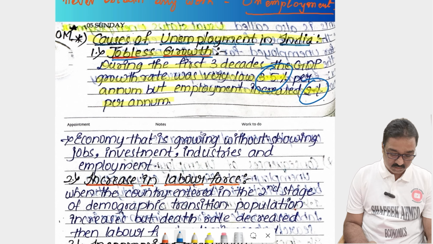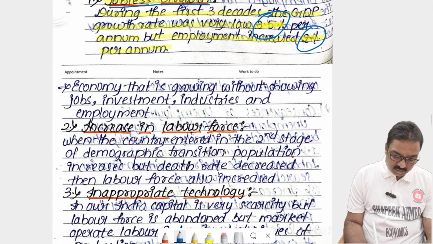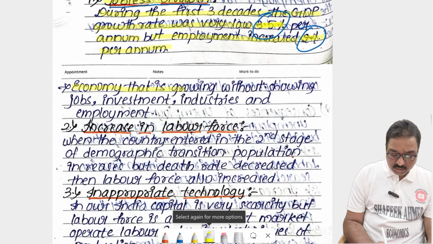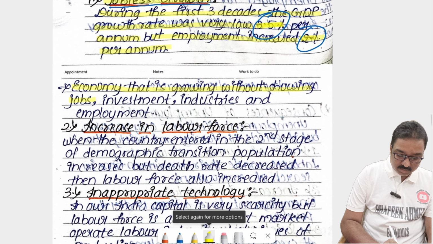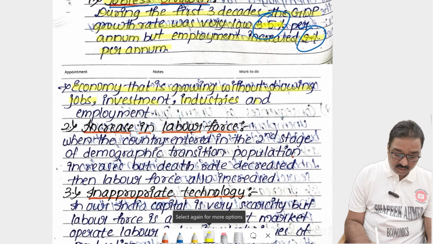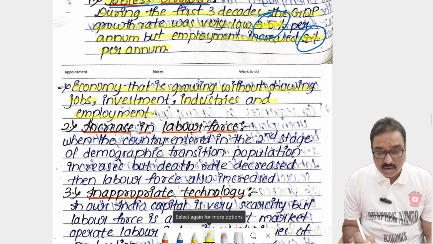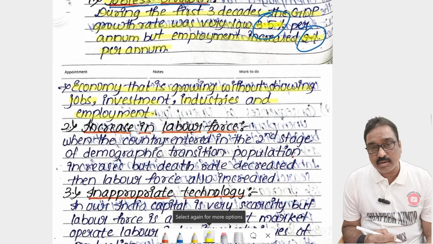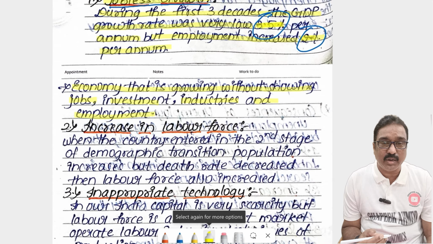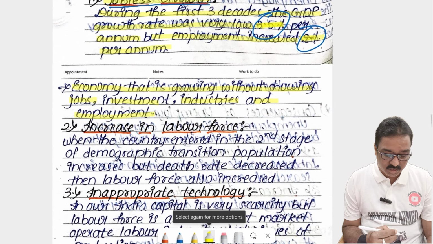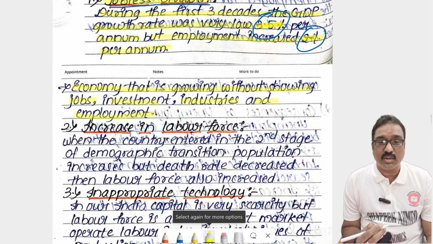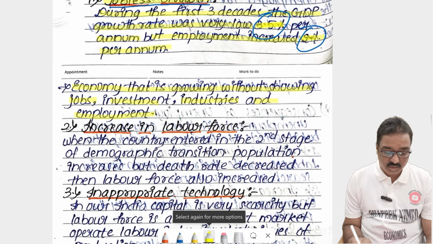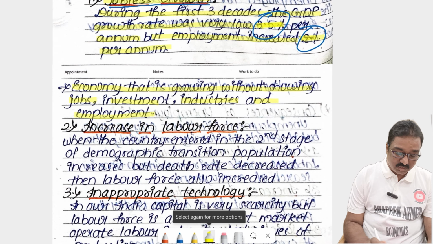This is the first reason. Here, the economy is growing without showing jobs, investment, industries, and employment. Regularly, day by day, year to year, the economy is growing, but it is not showing any job opportunities, investment, or industries. That is not good for employment opportunities. This is one cause of increasing unemployment in our India, that is jobless growth.